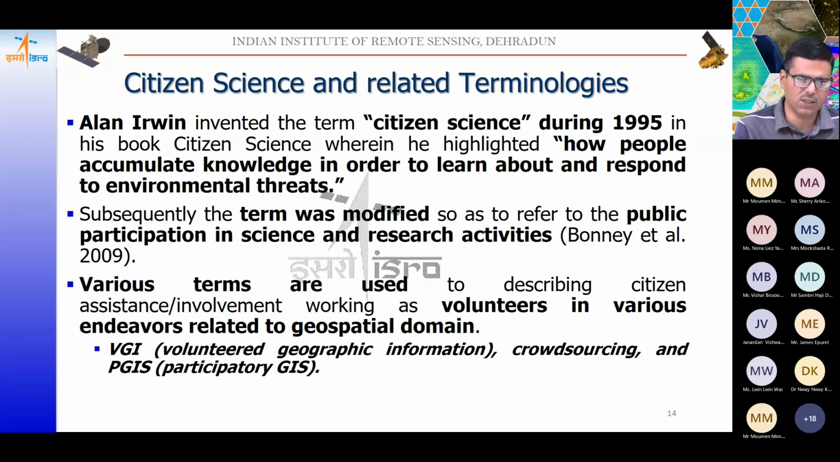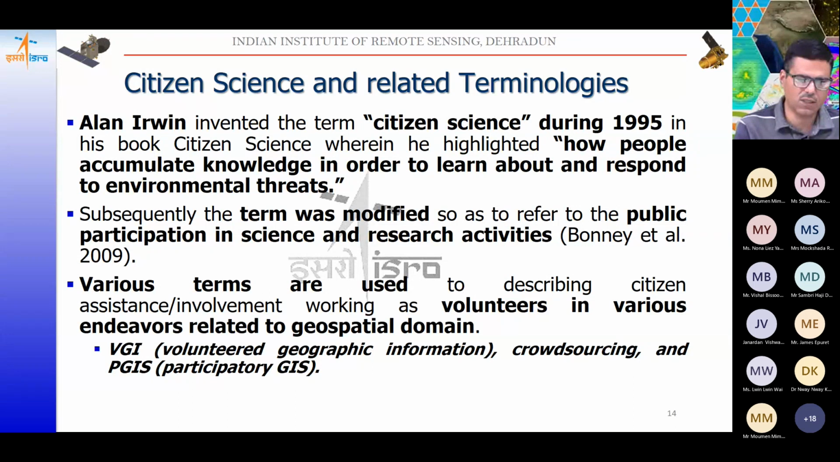Now let's talk about how this term has evolved and what other relevant terminologies people are using. Initially, in 1995, Alan Irwin coined the term citizen science in his book Citizen Science, where he highlighted how people accumulate knowledge in order to learn about and respond to environmental threats.